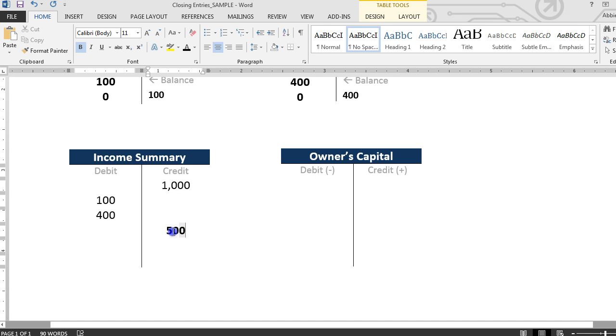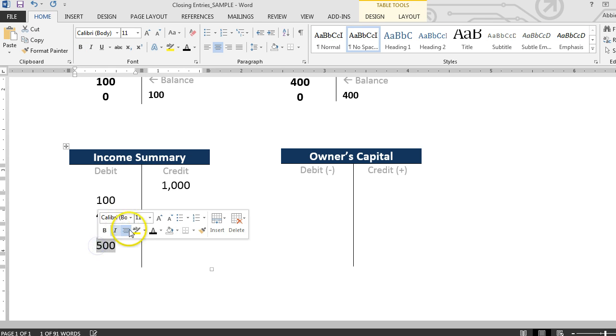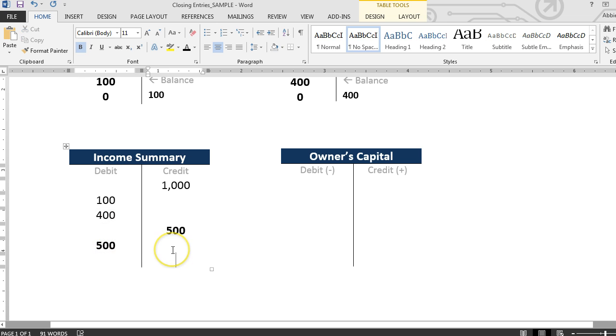So now I have this $500 credit balance in income summary. So now I'm going to have to debit income summary for $500, leaving me with a 0 balance. Okay, and what this $500 should tell you is that we have a net income, right? We already did this on our income statement. Our income statement is something separate, but it's the same numbers.